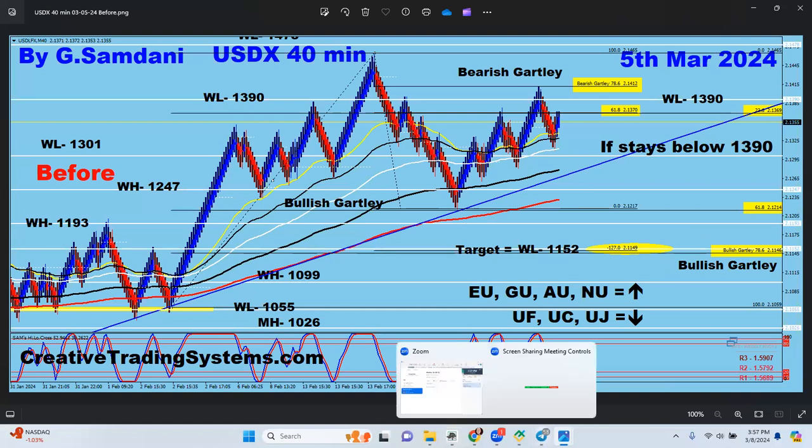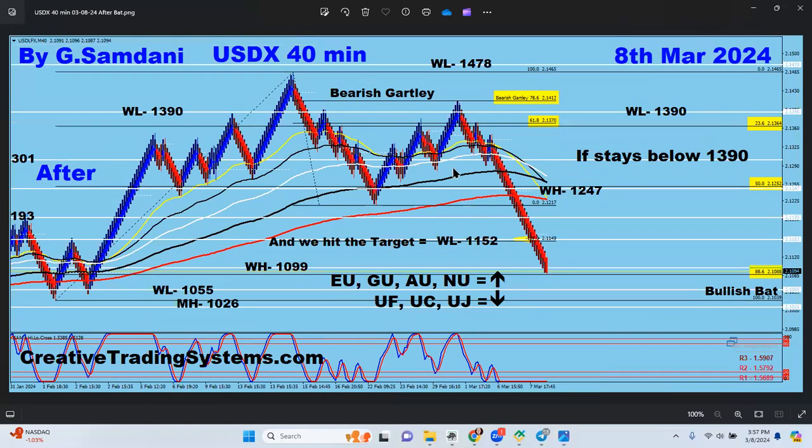So what happened to this chart? You can see that this is what happened. Now, it came down all the way to 1099.